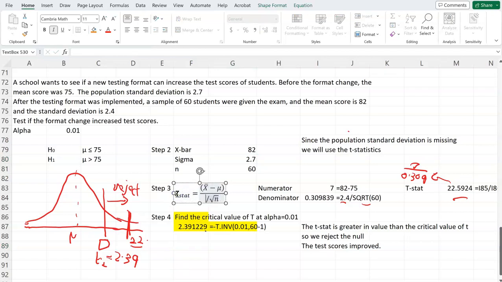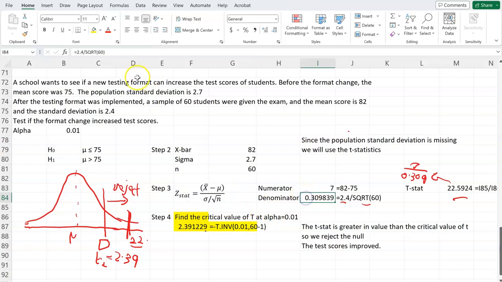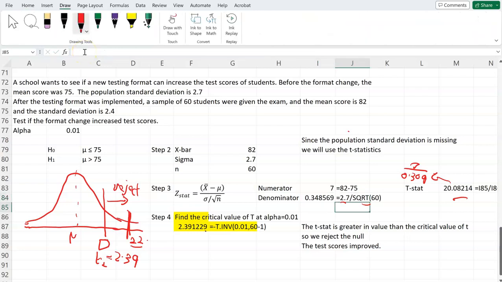We just need to make this into sigma over square root of n. So my numerator stays the same. My denominator now will be 2.7 divided by the square root of 60, which becomes 20.08. So instead of a t-stat, this will now be a z-stat.